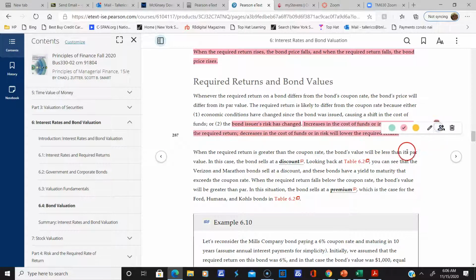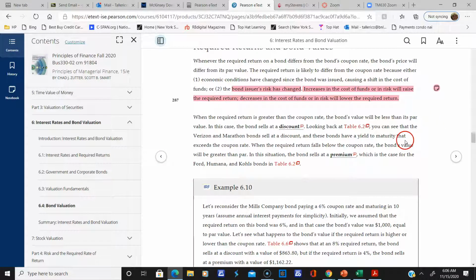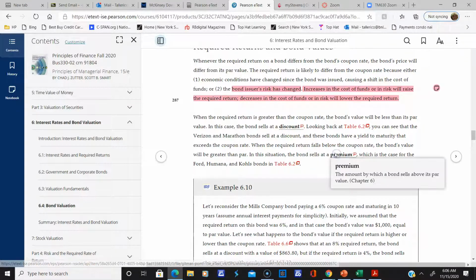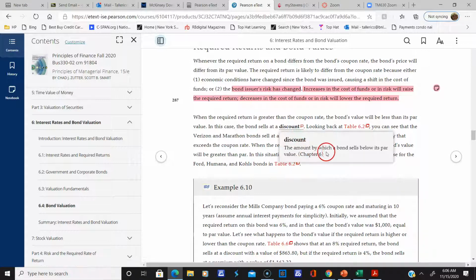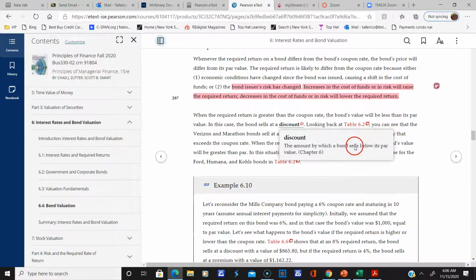All right, these are important statements. If the bond is priced below par, it's trading at a discount. And if it's trading above par, it's at a premium. So if we click on premium, it's the amount by which a bond sells above its par value. And if I click on discount, it's the amount by which a bond sells below its par value.